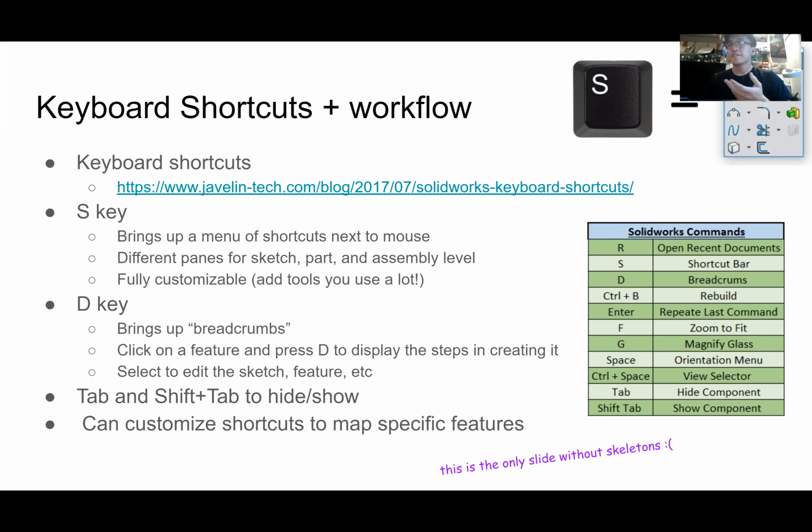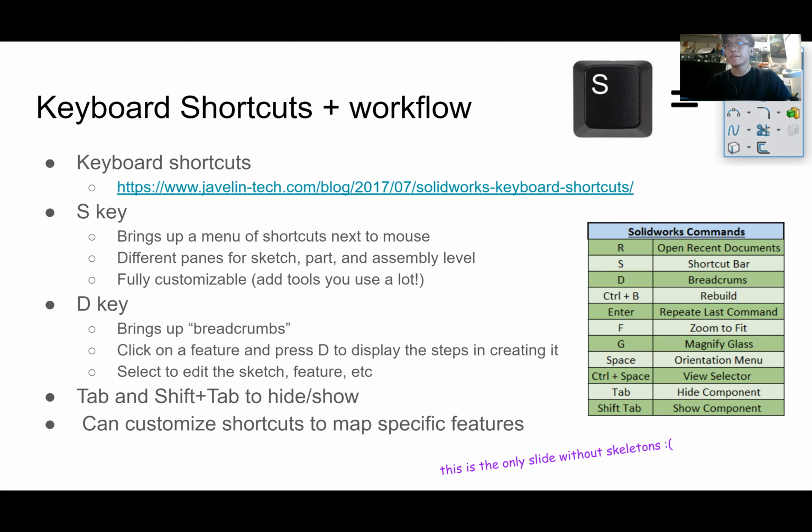The D key brings up breadcrumbs. So you could press D on a feature to show kind of the steps that led up to that feature. You could edit a sketch or a feature or other things with the D key.